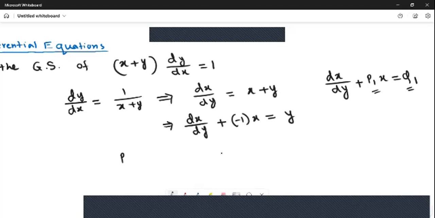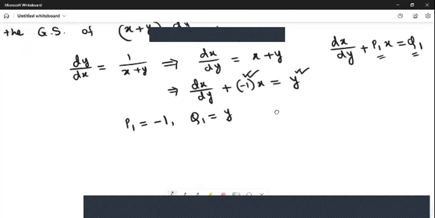Now what would be your P1 here? P1 will be minus 1. What would be your Q1? Q1 will be y. This is your P1, this is your Q1, right? So let's go ahead.